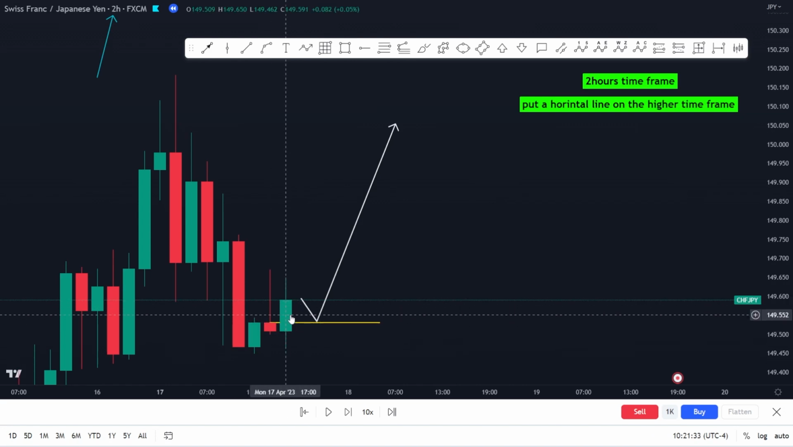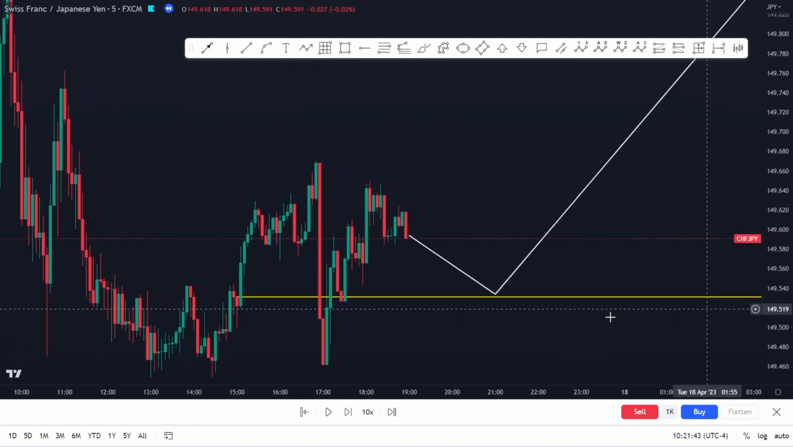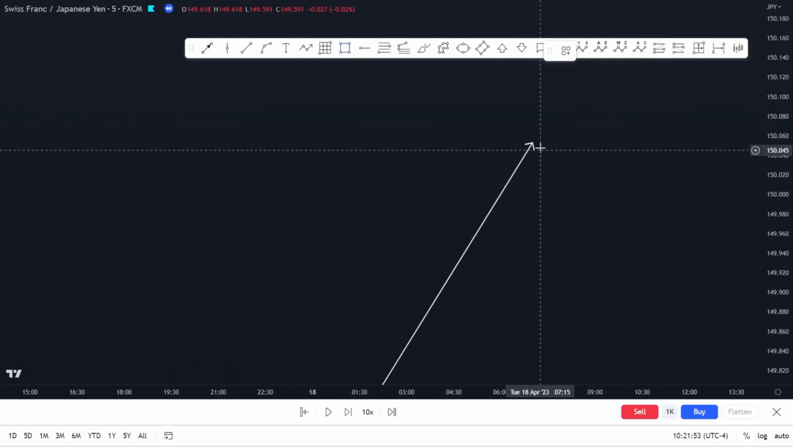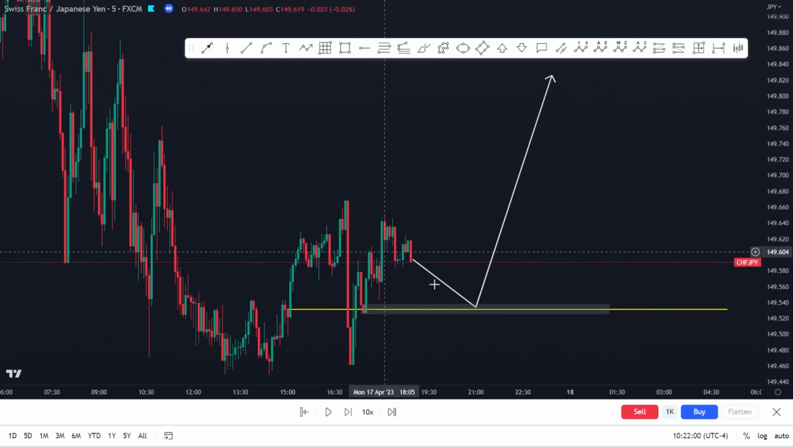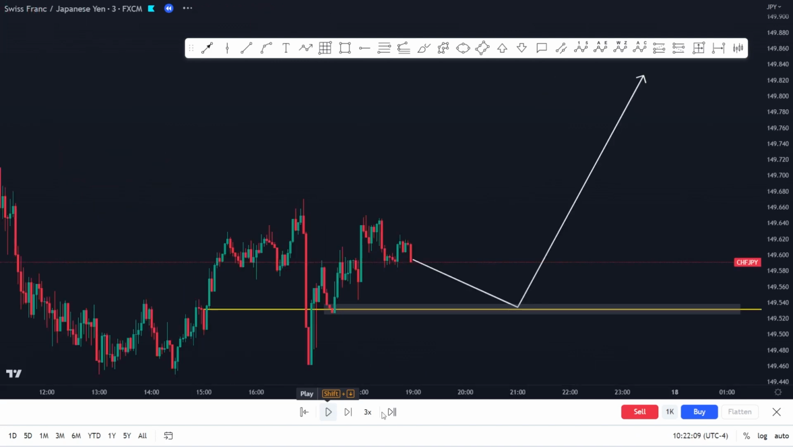Let's start by using the 5 minutes, and let's see. As you can see right now, we have a prediction. That means we will be looking to enter the market around here. This is our prediction for the market to push higher. So let's look at the 3 minutes also and see if we have something that we can reduce the risk at.